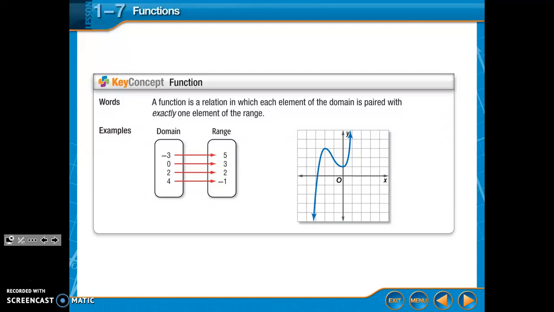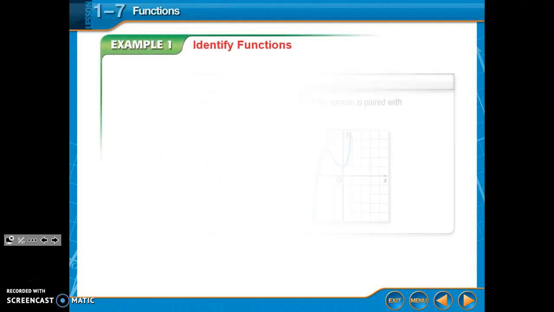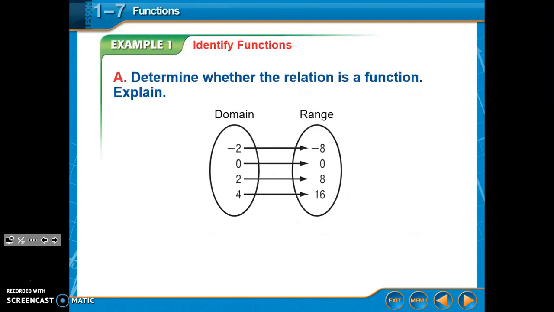Okay, so what is a function? A function is a relation in which each element of the domain is paired with exactly one element in the range. So if we look here, -3 goes to exactly one value in the range. It doesn't go to 2. Okay, and 0, same thing, 2 and 4. Okay, so we want to look at this and say whether it's a function or not and explain it.